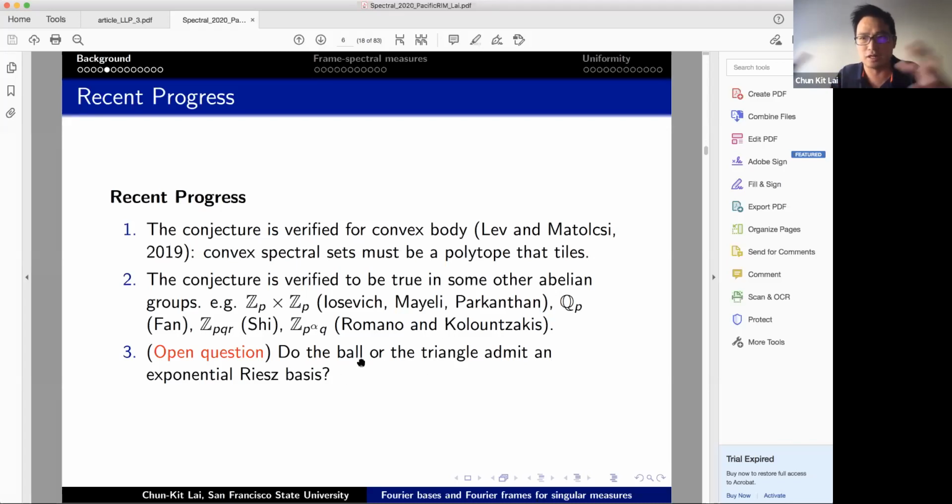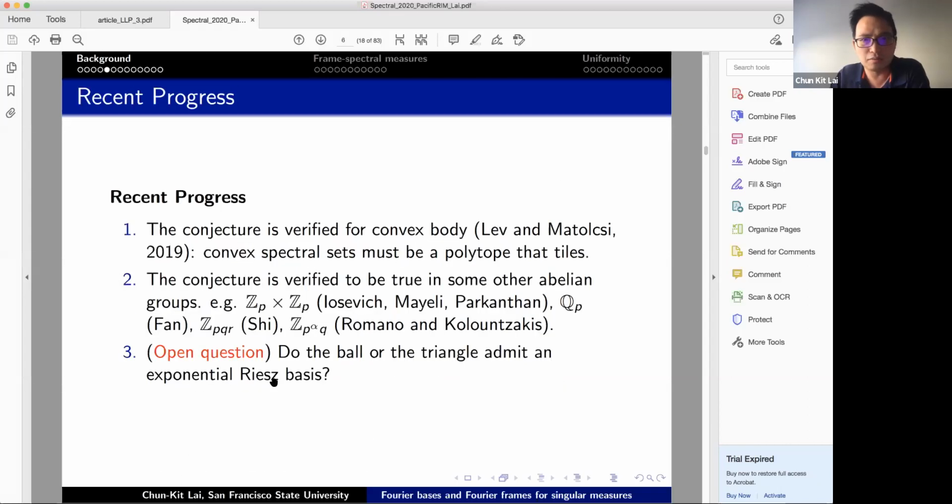So the ball doesn't tile, and the triangle, you need rotation to tile, but we are not allowed to have rotation, and they are known to have no orthonormal basis. They are not spectral sets. So this is a very hard open question in the field.